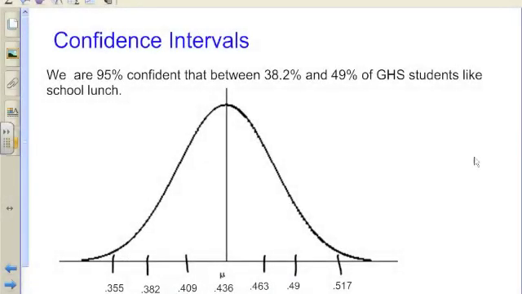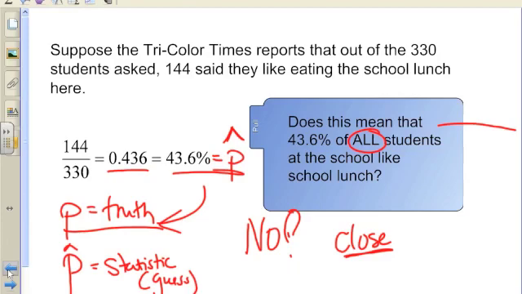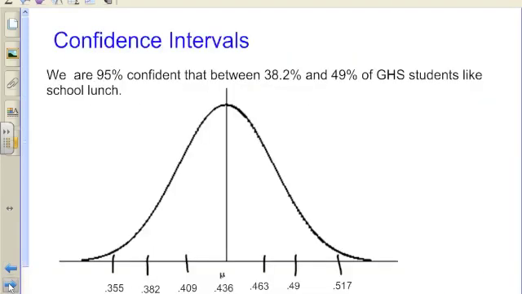So in Chapter 19, we're learning all about what are called confidence intervals. When we were working in our last video, we're exploring this idea that we took a survey, we got a sample proportion, but we wanted to know the truth. And I ended with a sentence that looked like this. We are 95% confident that between 38.2% and 49% of all Granger High School students like the school lunch. So we call them confidence intervals because I'm ending with an interval of possible values, and confidence because of this confident phrase that I use.